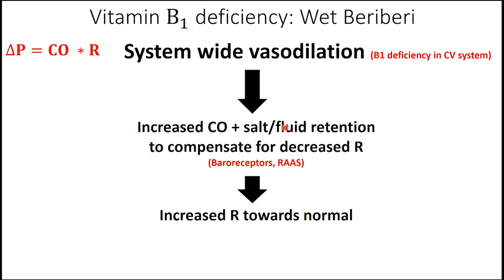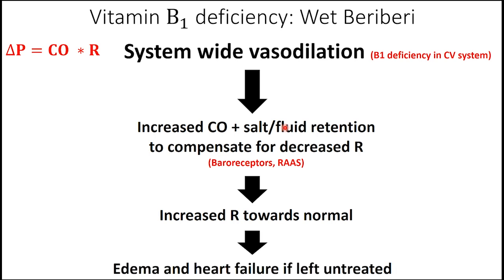All that functions to do is increase R towards normal, but now you have an increased resistance and a heart working harder and harder to pump against this higher resistance. So ultimately, you're going to get edema and heart failure. The reason why you're going to get edema is because you're increasing cardiac output, you're increasing salt and fluid retention. You're going to increase the amount of fluid within the vasculature, and then once you get to the capillary beds, there's not going to be a loss of oncotic pressure, and there's going to be more hydrostatic pressure. So you're going to end up getting a greater net filtration effect that's going to result in edema and heart failure.